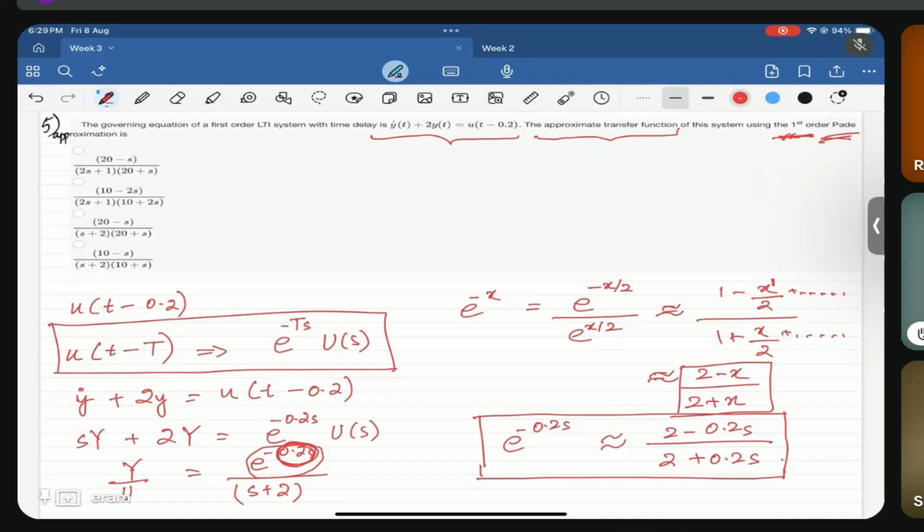Has any one of you calculated? No, we have to replace e to the power minus 0.2s by this approximate value. Then we'll get an expression. There is nothing to calculate after that. No expression is coming matching the options. Okay, let's solve it then. Okay, Shishir is saying D. Okay, let's calculate.